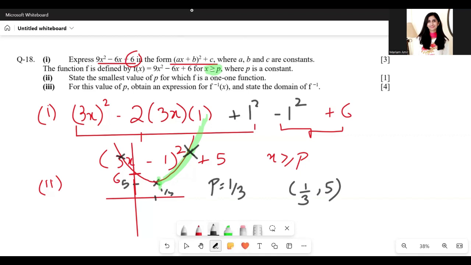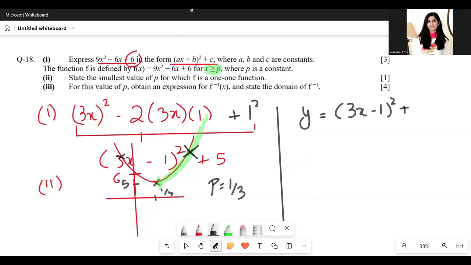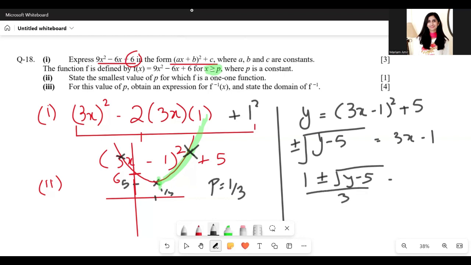Okay. Part 3 is find f inverse and then the domain of f inverse. Let's find f inverse first. f can be written in the completed square form, which was (3x minus 1) whole squared plus 5. Remember, you can only take the inverse of a quadratic function when it is in completed square form, and you can easily make x the subject. So it's going to be plus or minus square root of (y minus 5) equals 3x minus 1. 1 will add when it goes to the other side, 3 will divide, equals x. So this is equal to f inverse of x.